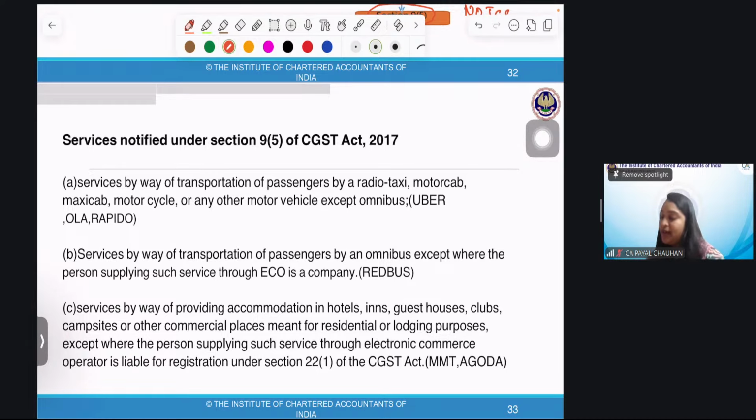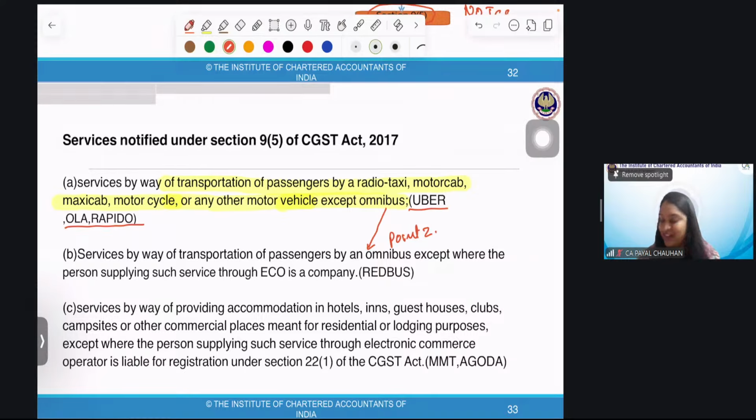So, service by way of transportation of passengers by radio taxi, motor cab, maxi cab, motorcycle, or any other motor vehicle except omnibus. Why except omnibus? Because for omnibus we have point number 2. So, can anybody tell me? We can book a ride through a bike, through any app through which we can book a bike ride. For cars, you all know. Yes, exactly. See, I have written also Uber, Ola, Rapido, right? So this was the first provision under 9(5).